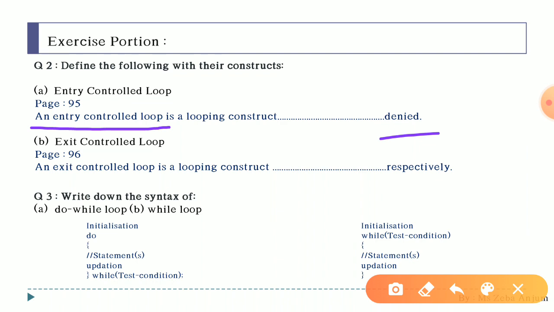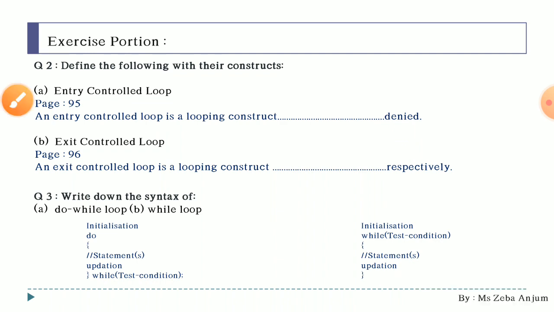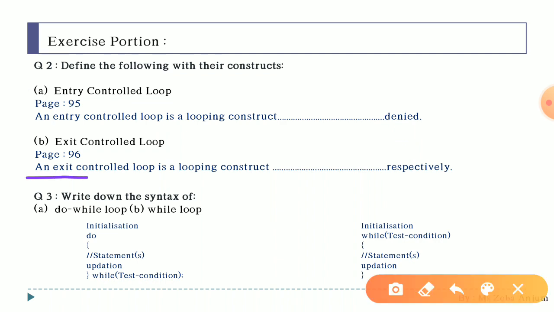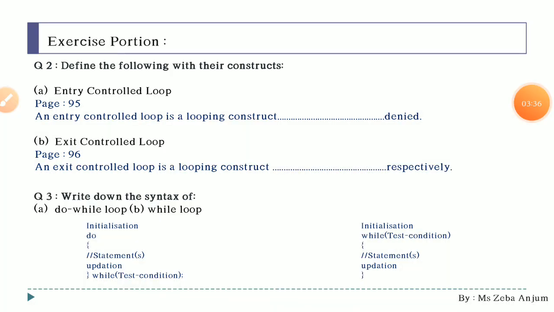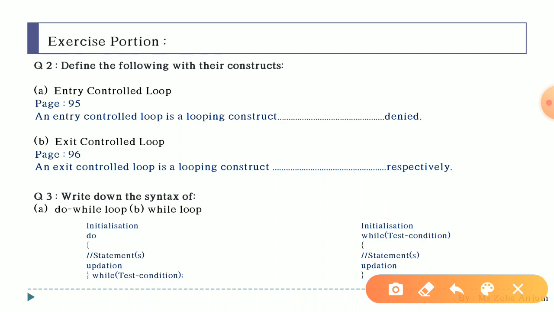Now in exit control loop, please turn to your page number 96 for the same. Now you have to merge: an exit control loop is. Then from the first line, a looping construct in which the condition is checked and all these things, until the third line respectively, you have to write down the answer. I hope the answer is clear. For the third one, write down the syntax of do while loop as well as while loop. For do while loop, this is your syntax. For while loop, this one is your syntax. Please note it down.